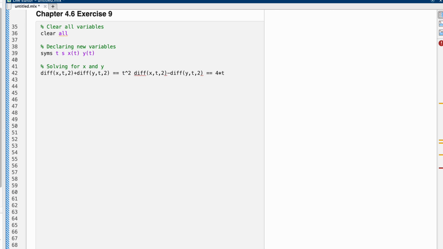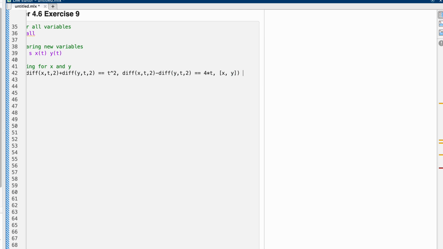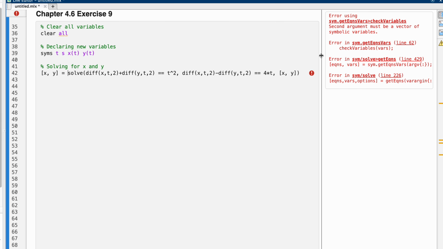Now that we have these two, we can put them into the solve command and say that we want to solve for x and y, and redefine x and y. So right here, what do we get? We get some errors. I think the error comes from the fact that it doesn't want you to define these this way. Well, we tried.